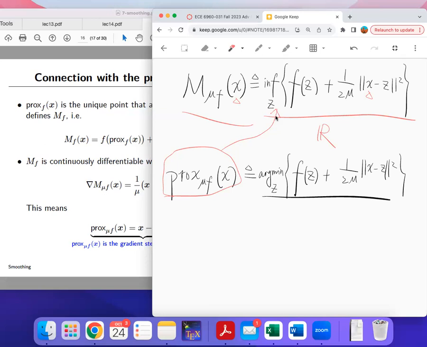Therefore, we can simply plug this minimizer into that problem, and then we can obtain an exact expression for the Moreau envelope. So the Moreau envelope, now here is the infimum value, but by definition of the proximal mapping, this is defined as the minimizer of this problem. Therefore, if we plug this minimizer into that problem, we automatically achieve the infimum value. So basically, the infimum value equals f evaluated at this minimizer.